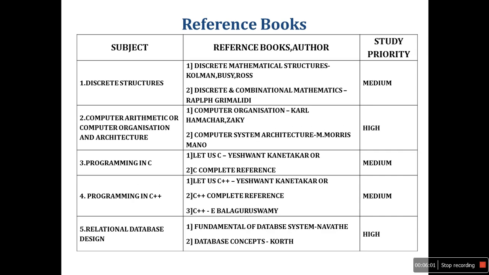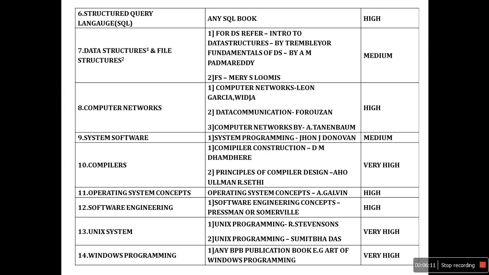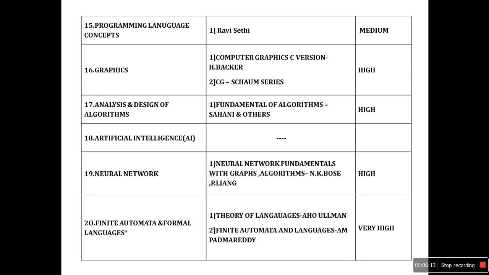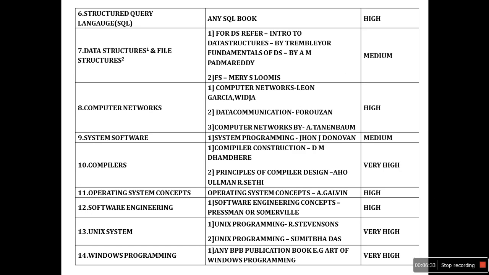We have given some reference books here, based on priority. The first priority, which we can call very high priority: in our first step, we need to study finite automata and formal languages. As I already told, around 25 to 30 marks we score in this subject only. That's why we have added this book as a very high priority.